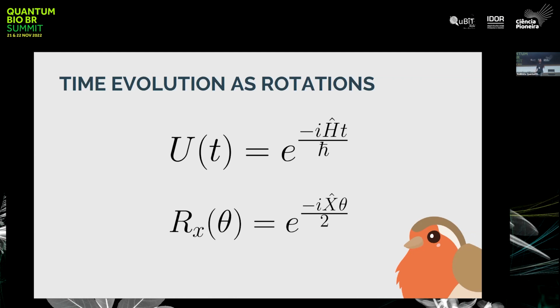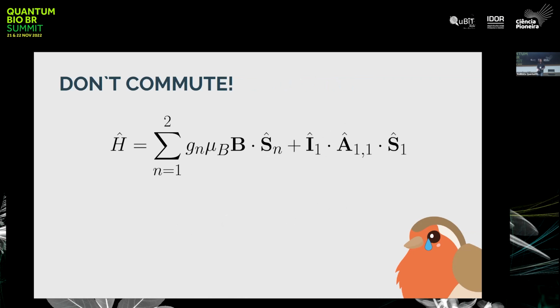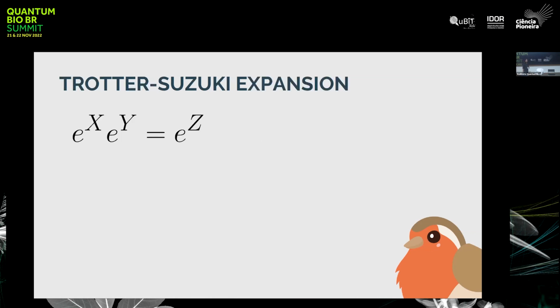We have that, but there's a problem. The terms in the Hamiltonian don't commute. So we can't just throw them in a time evolution operator or in a rotational operator. It doesn't work directly because the order matters. So we need to account for that. That's what Tommaso was talking about yesterday when he spoke about the Trotter-Suzuki expansion.